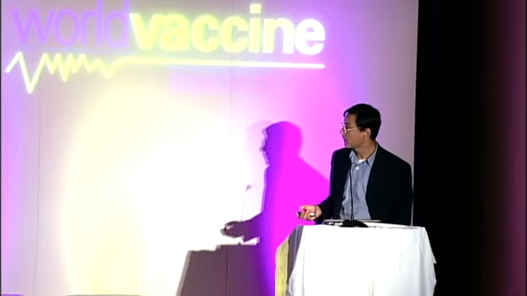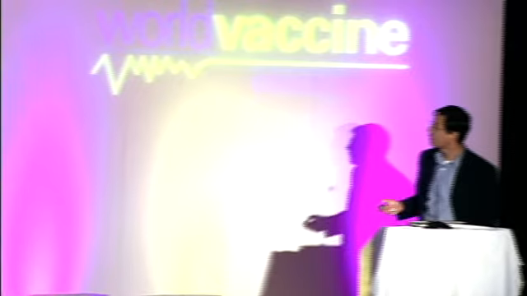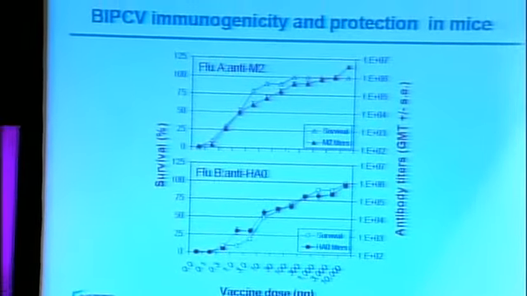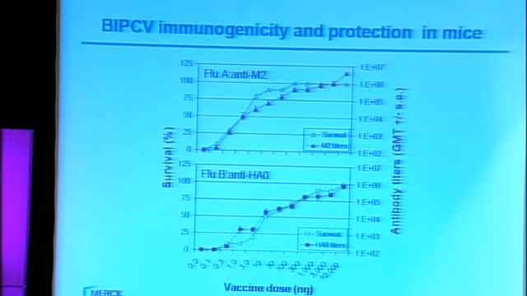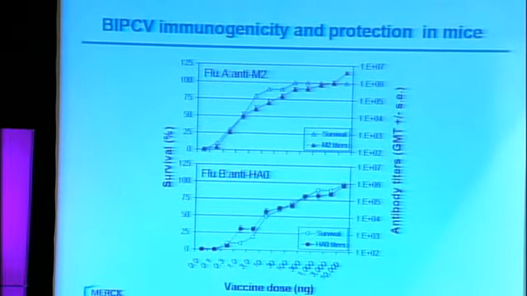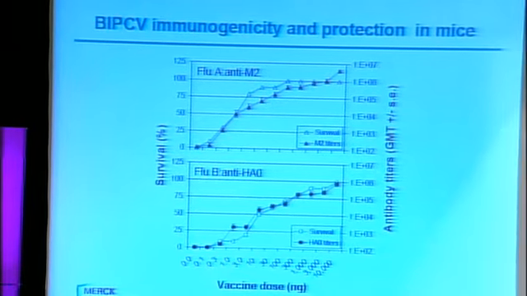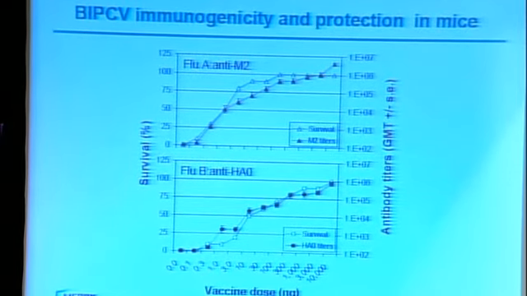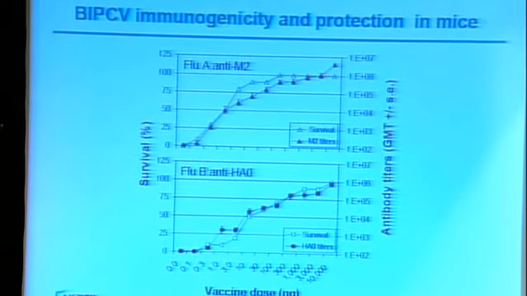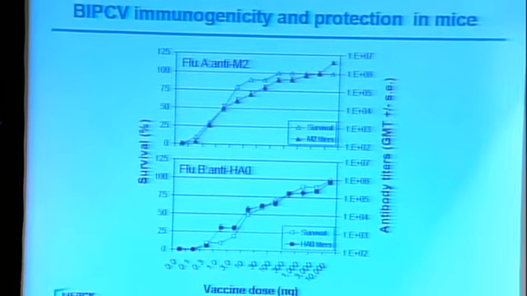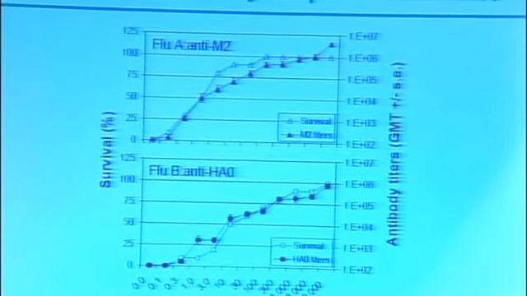So here I show you the immunogenicity and protection of this bivalent vaccine in the mouse challenge model. We did dose escalation here. On the right side are antibody titers. On the left side is the protection against the lethal challenge. You can see the vaccines are rather potent. We're talking about nanograms of antigen. Against flu A challenge, 50% protection, and against flu B challenge, 50% protection. The dose required is in a range between 3 nanograms and 30 nanograms.